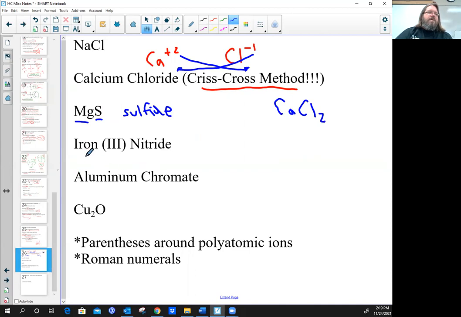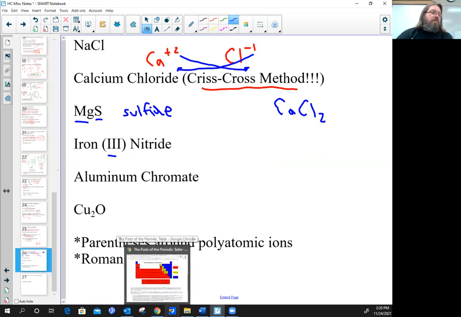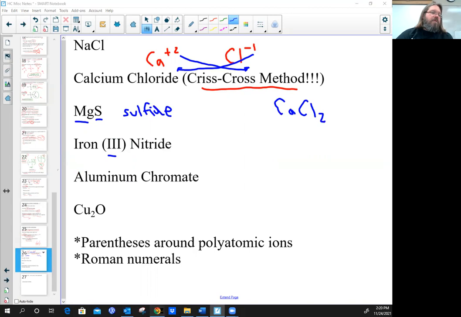Okay. Iron(III) nitride. You'll notice on your common ion sheet, there are some elements that are listed that have Roman numerals next to them. That's why I put this example in there. These Roman numerals signify something. They signify the charge of that ion. Iron happens to come in, they're a transition metal, right? Back to this. Oops, sorry.